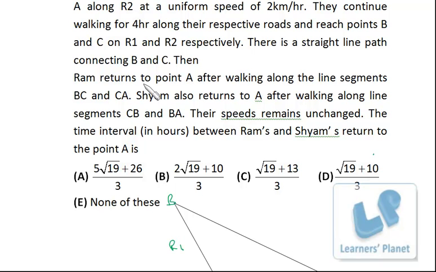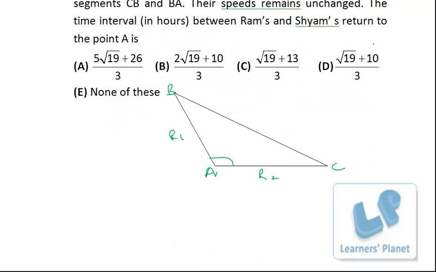Then Ram returns to point A after walking along the line segments BC and CA. Shyam also returns to A after walking along segments CB and BA. Their speeds remain unchanged. What is the time interval between Ram's and Shyam's return to point A? Right? Now this is the situation. This angle is given to us as 120 degrees.